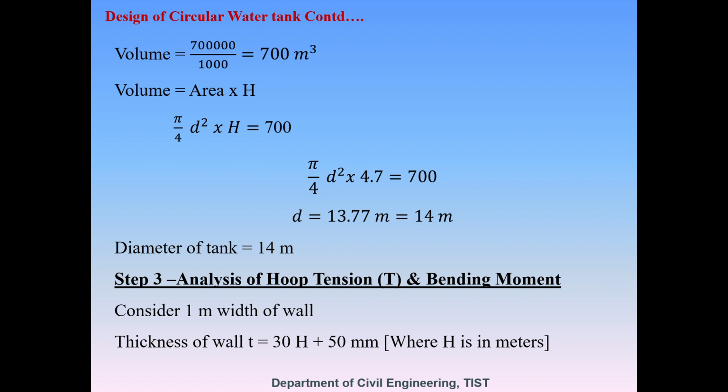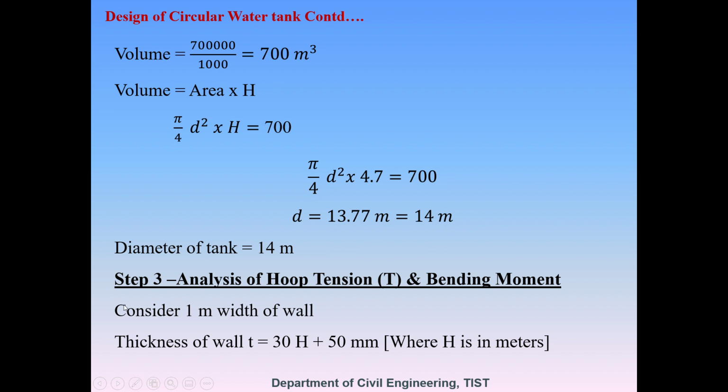Now convert that into meter cube by dividing by 1000, that means 7 lakh by 1000, that is 700 meter cube volume. Since it is a circular water tank, the equation of volume is pi by 4 d square into h, where h is the depth of the water, that means 4.7. From this equation you can calculate the diameter of the circular water tank. That is obtained as 13.77. We can take it as 14 meter diameter of tank.